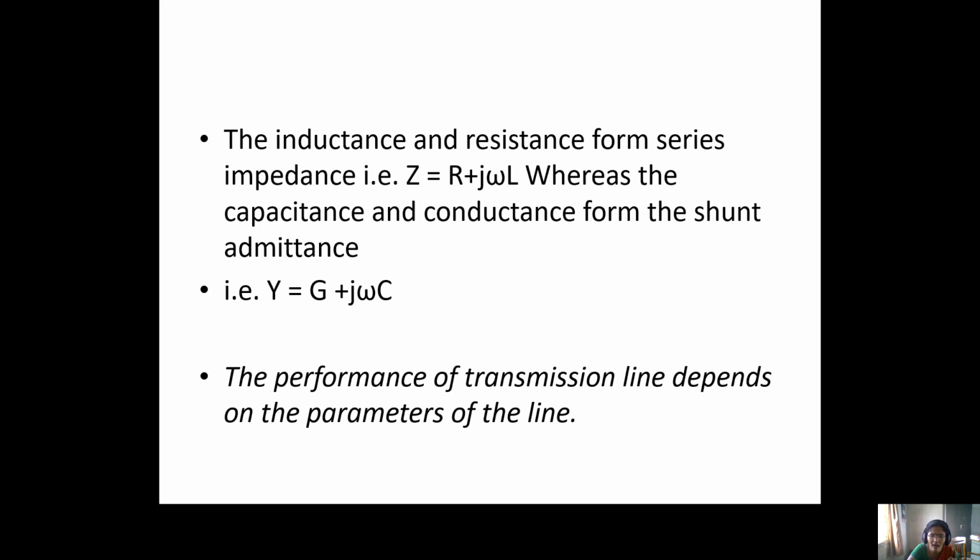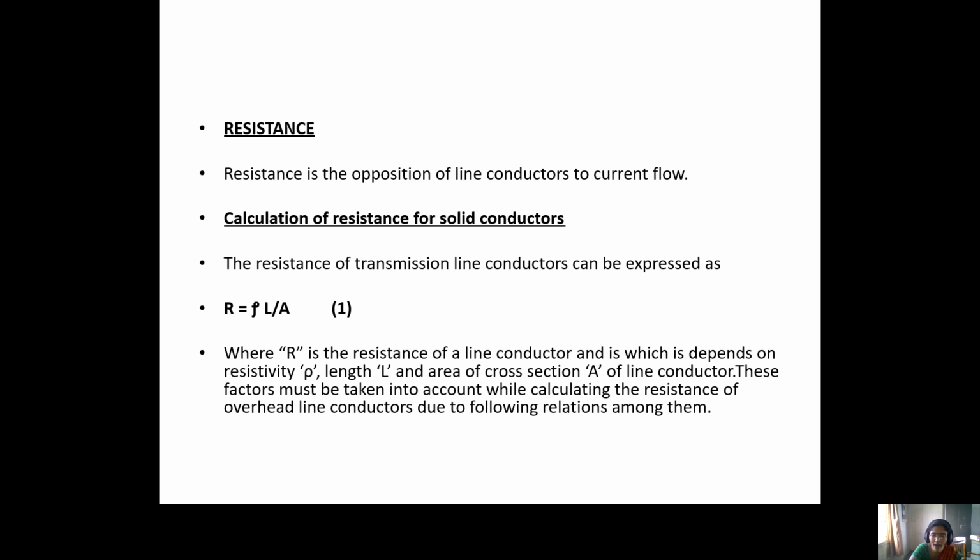The performance of the transmission line depends on the parameters of the line. You can take any transmission line, and its performance will depend upon these parameters. First we will discuss resistance. All of you well know about resistance. What is resistance? Resistance is the opposition of line conductors to current flow. The parameter which opposes the current flow is nothing but the resistance.